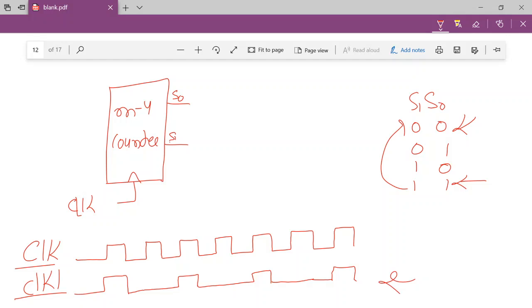Can you analyze that I can produce this type of clock by this one? If I apply S0 to this AND gate and this clock signal to this AND gate, it will produce the clock 1 signal. Are you able to analyze this? What's going on here? You can analyze it.